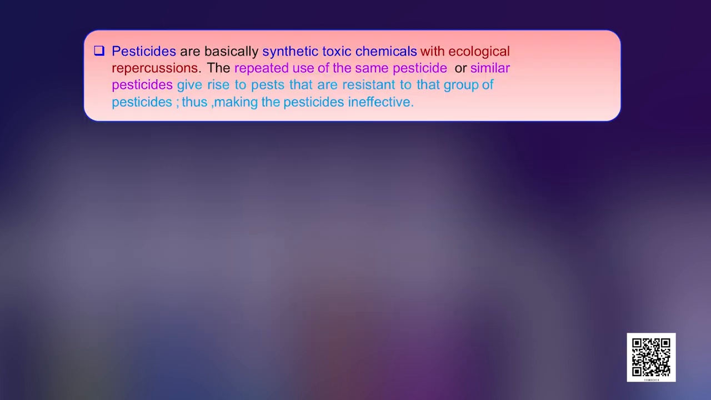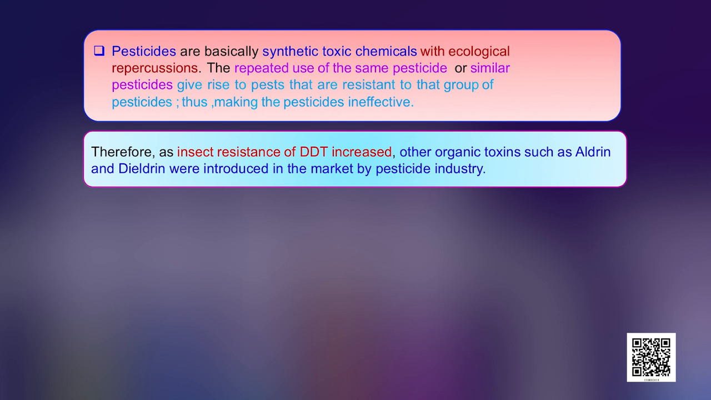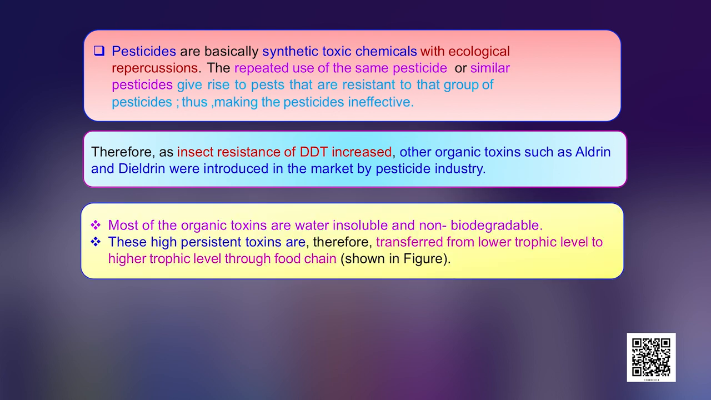Pesticides are basically synthetic toxic chemicals with ecological repercussions. The repeated use of the same pesticide or similar pesticides can also give rise to the pests that are resistant to that particular group of pesticides, thus making the pesticide ineffective. Therefore, as insect resistance of DDT increased, the other organic toxins such as eldrin, dieldrin were introduced in the market by the pesticide industry. But most of the organic toxins are water insoluble and non-biodegradable.